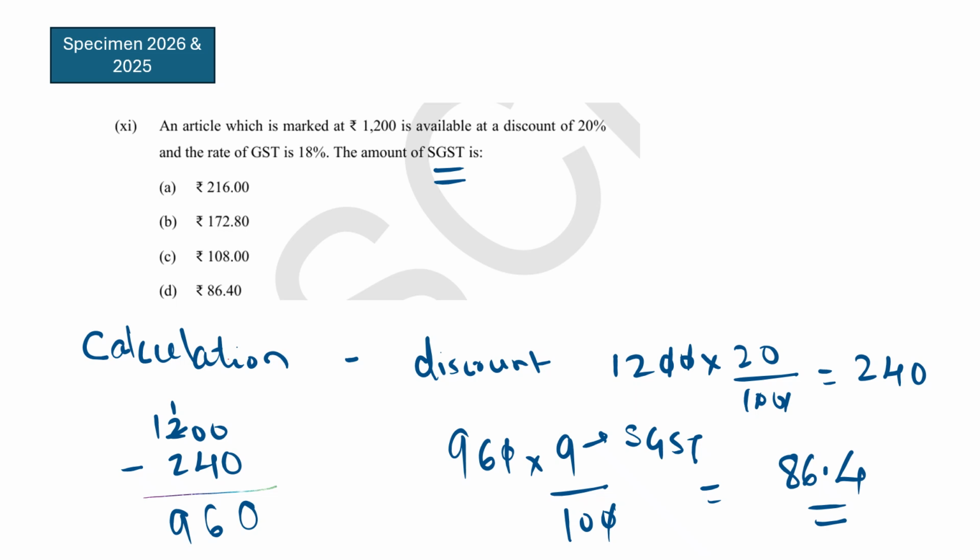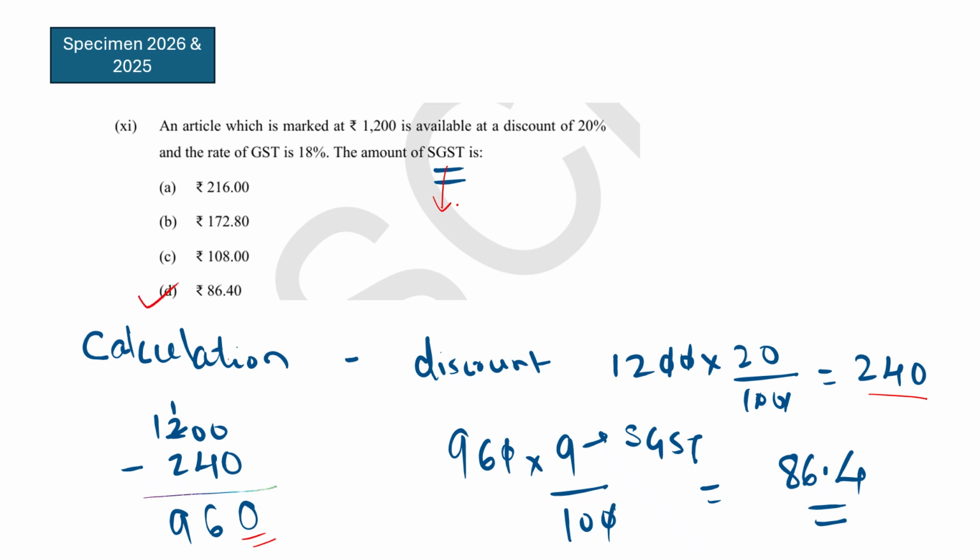Now let's solve the sums from specimen 2026. Same sum has been given for 2025 as well. So now the mark price is given as 1200. Discount is 20%. Now first, what I have told you, you have to calculate the discount. Discount becomes 240 rupees. Selling price will be 960 rupees and out of which 18% is GST. But what we have to calculate? We have to calculate SGST, which will be 9%. So we have calculated it. It will become 86.4. Got it? So your answer will be 86.4.